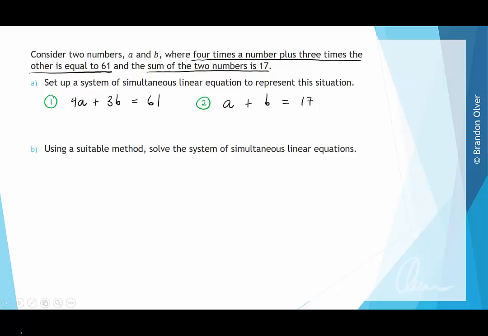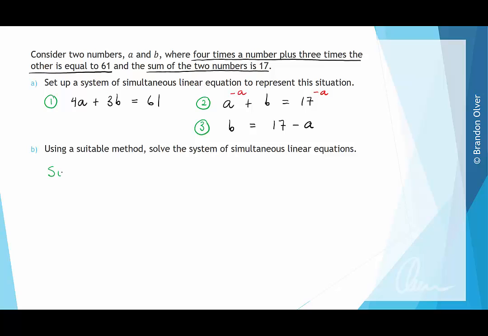For part B, we want to use a suitable method to solve this system of simultaneous linear equations. So for this video, I'm going to do substitution. To do that, we need to start off by getting one of the pronumerals in terms of the other. So if you look at equation 2, we can subtract a from both sides of the equation, and that will give us equation 3, which is b is equal to 17 minus a.